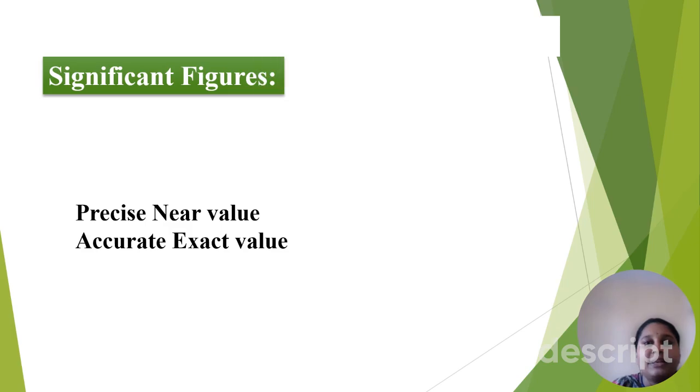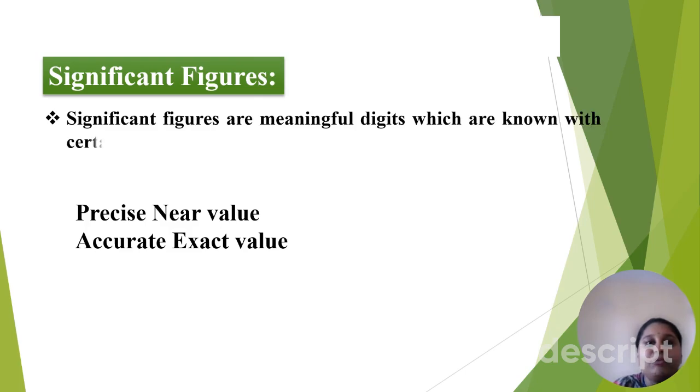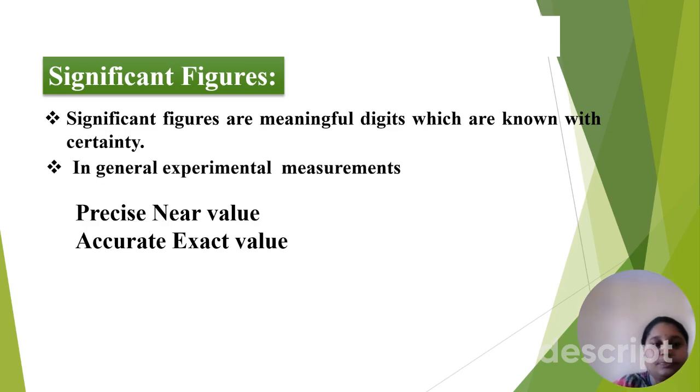So the next is significant figures. So what are significant figures? These are the meaningful digits which are known with certainty. So significant figures have some significance, so they have some certainty. If a value is precise, it should be equal to the near value. Accurate means exact value. So in measurements, if it is a near value, we say it is precise. If it is the exact value, we say accurate measurements.